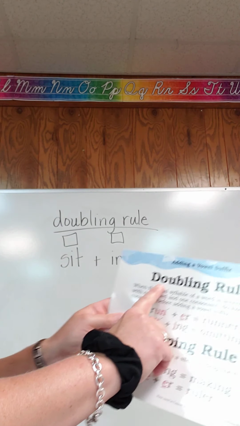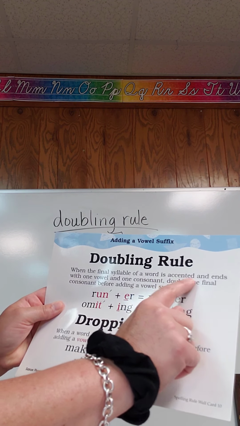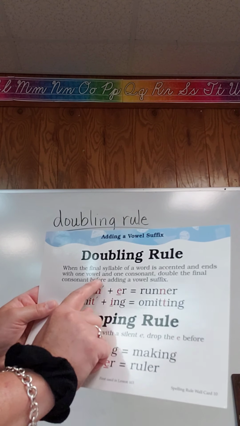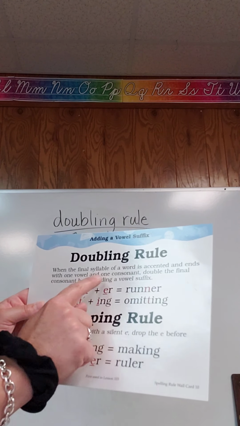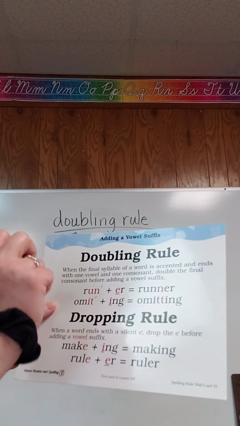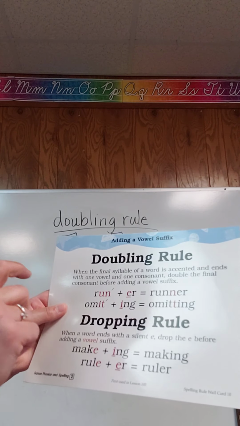All right, so taking a look at doubling rule part 1: when the final syllable of a word is accented, it ends with one vowel and one consonant, double the final consonant before adding a vowel suffix. And you may remember that we went through a process of giving it a check mark. If there were 2 check marks, we would then double it. If there were not 2 check marks, then you didn't double it.